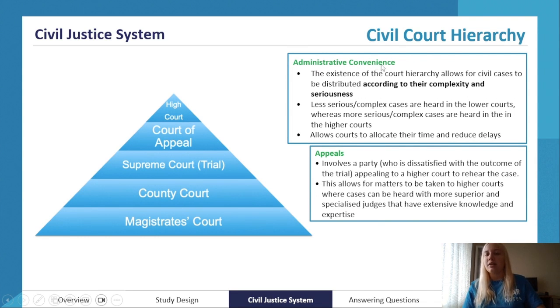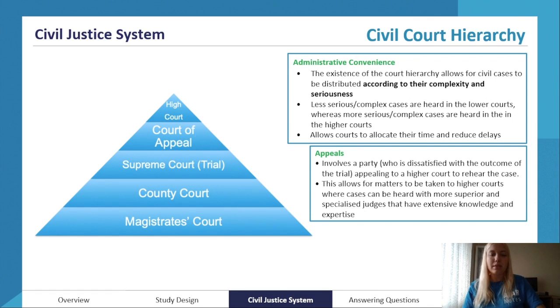It's called convenience because it allows the courts to allocate their time and reduce delays and backlogs in the court system. So a magistrate's court will hear a very high volume of cases, but they're also much more minor, so they don't need to devote a lot of time to their resolution. So they're just resolved quickly, and the highest volume of cases go right through the magistrate's court and they're solved there.